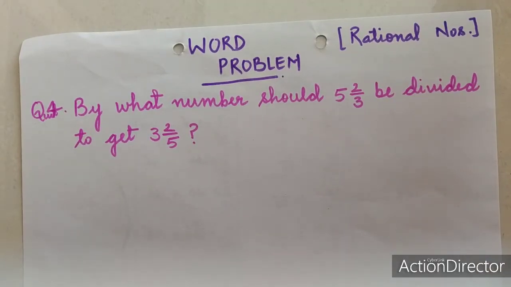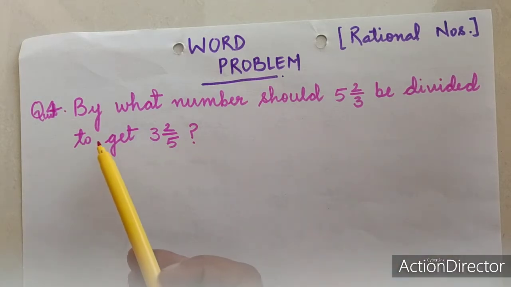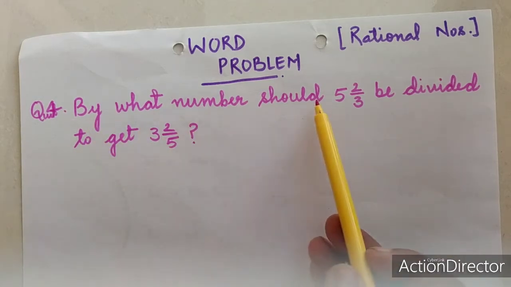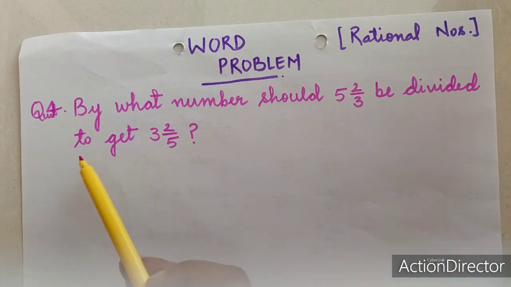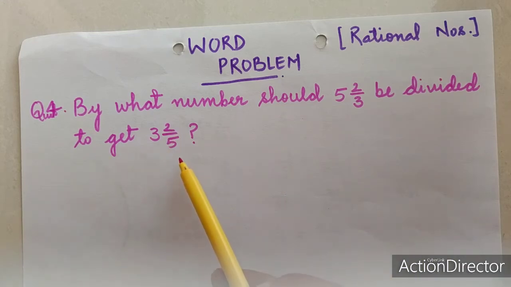Today I am going to explain to you word problems on rational numbers. The topic is rational numbers. Anyhow, you have to solve all addition, subtraction, multiplication, and division between rational numbers. But when you get a question in word problem form, like this: by what number should 5 2 by 3 be divided to get 3 2 by 5?